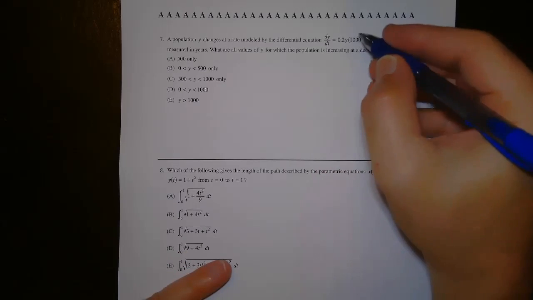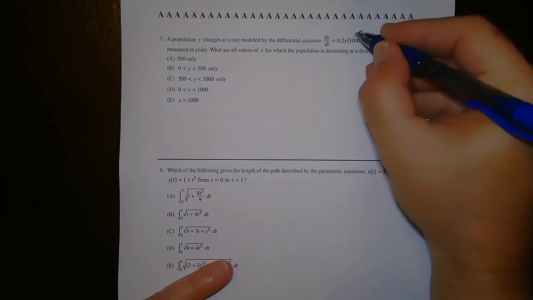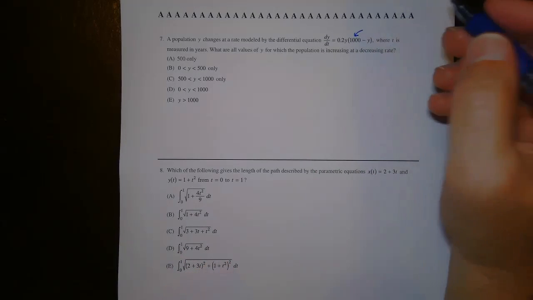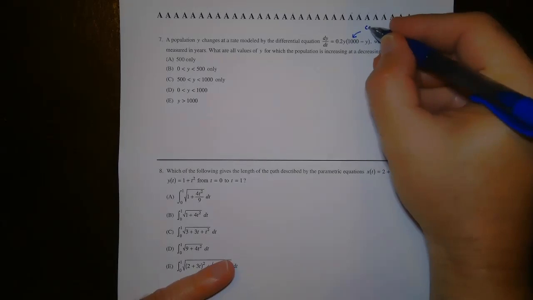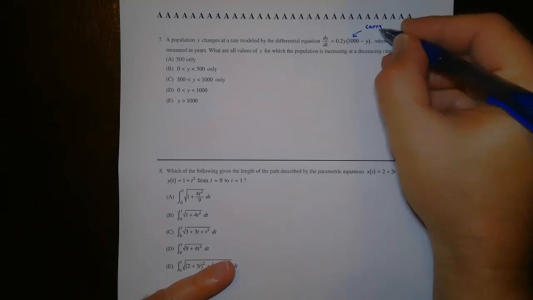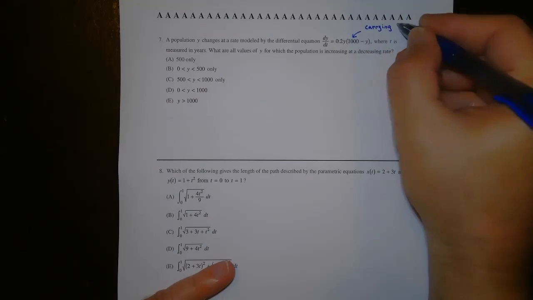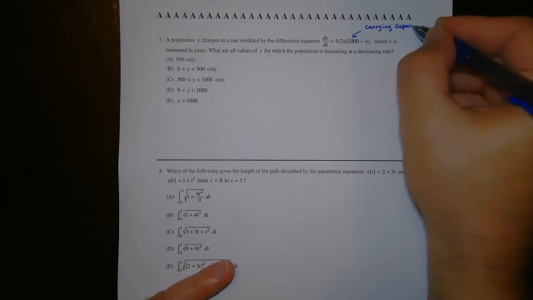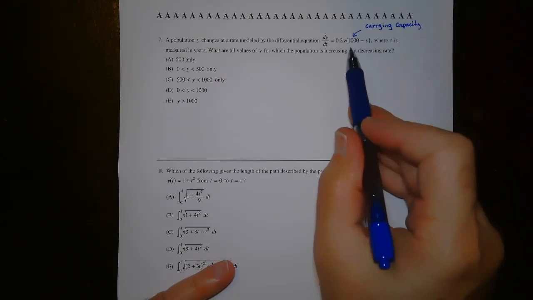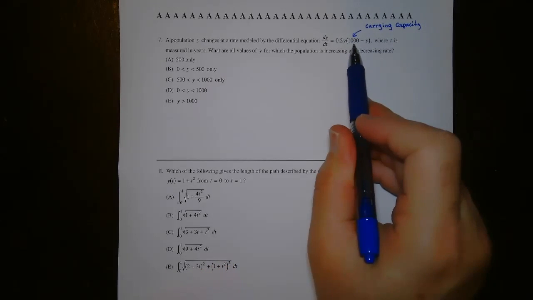And this right here, we talked about this 1000, and we did it really quick because it was really easy when we did this, okay? That's the carrying capacity. So that number right there is always going to be the carrying capacity, okay?